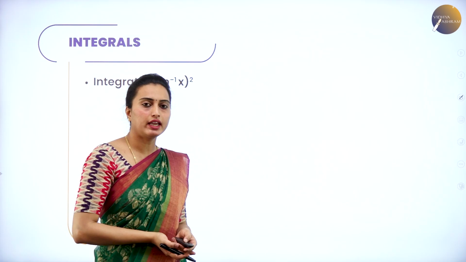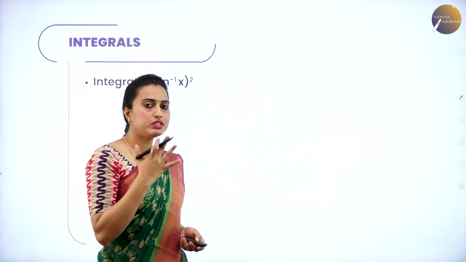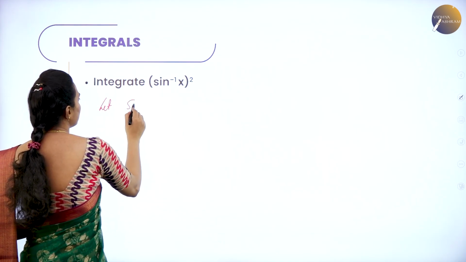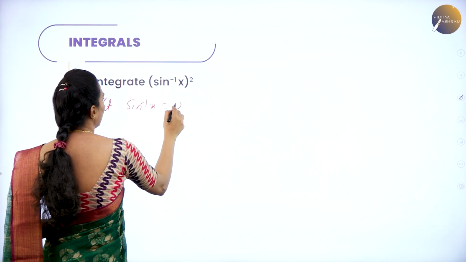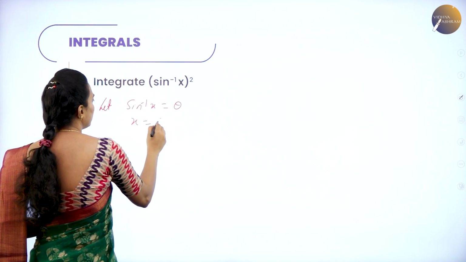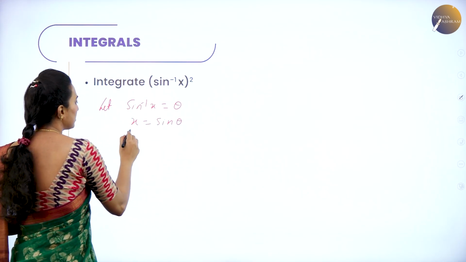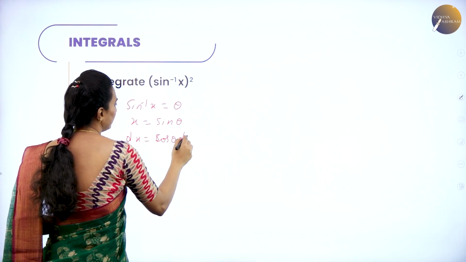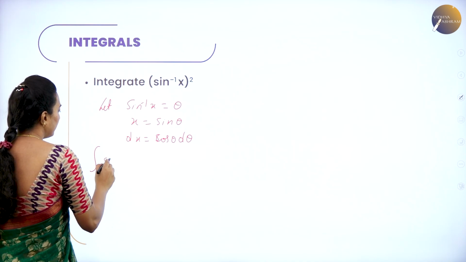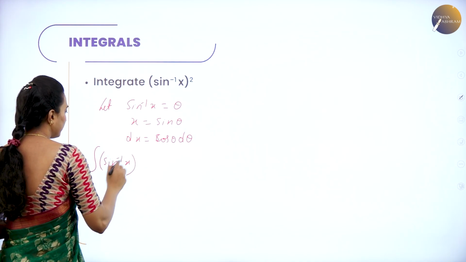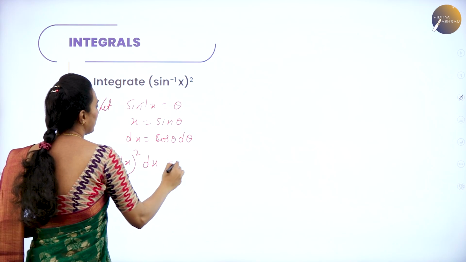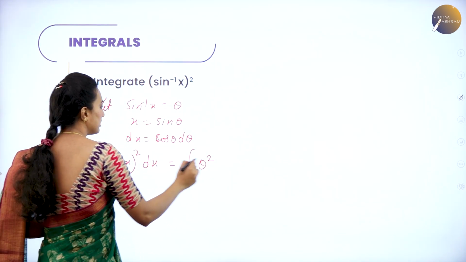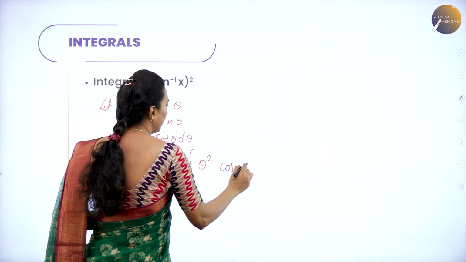What they have asked: sine inverse x whole squared. Now let me substitute. Let sine inverse of x be equal to theta, otherwise x is equal to sine theta. Differentiating this, dx will be equal to cos theta into d theta. Now writing that, sine inverse of x whole squared into dx will become integral of theta squared, where sine inverse x is nothing but theta, and dx is nothing but cos theta into d theta.